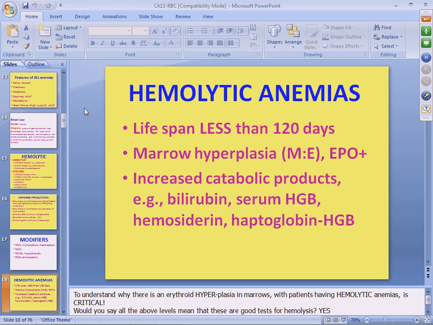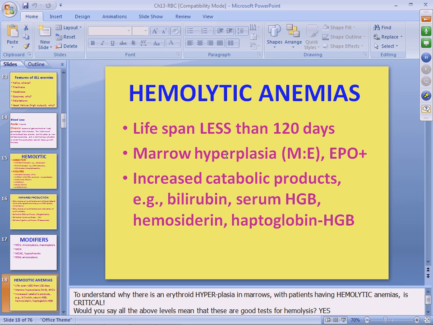That'd be a great test to do. Your patients come in anemic, and you go, well, I remember there's two kinds of anemia, the hemolytics and the ones due to impaired production. Let's just do a serum EPO, and if it's elevated, then we'll know what type it is. Well, that's not really done, but that's one of the common features.